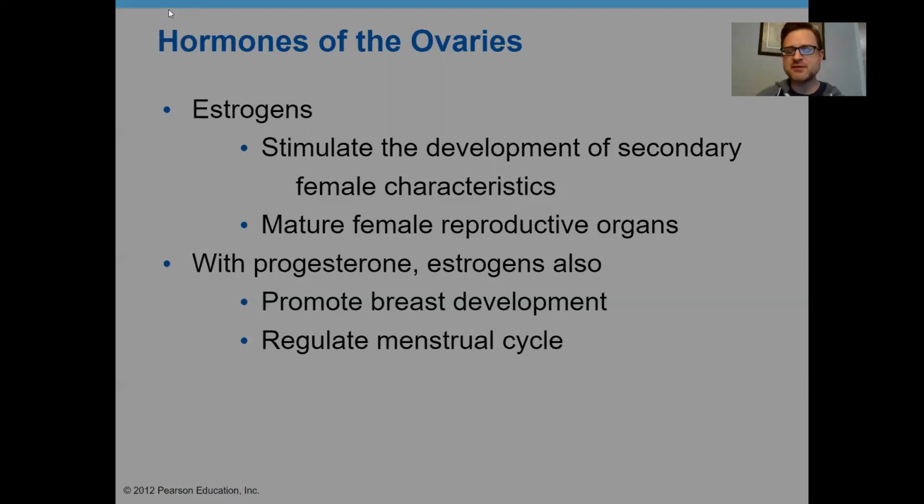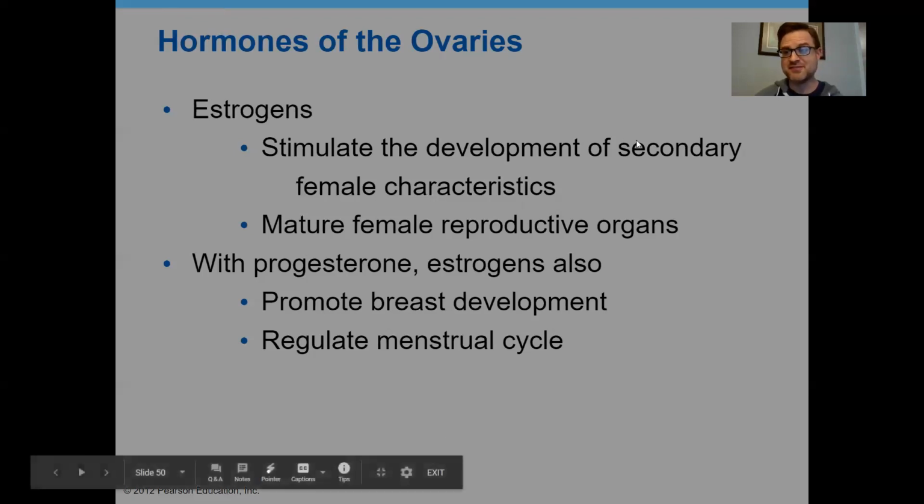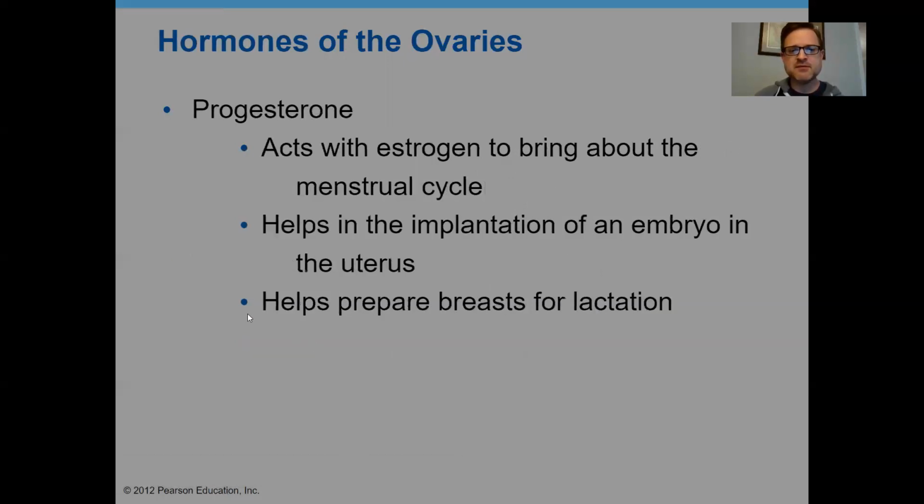Estrogens, again, in 16, we're going to do this more. They stimulate secondary female sex traits like ovulating, body hair, things like that. They mature the female sex organs. Breast development, the menstrual cycle, progesterone does that as well. I kind of want to go through this briefly because we've done a lot in this chapter and we're going to hit this later in chapter 16.